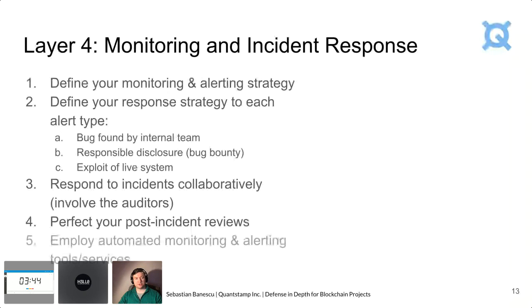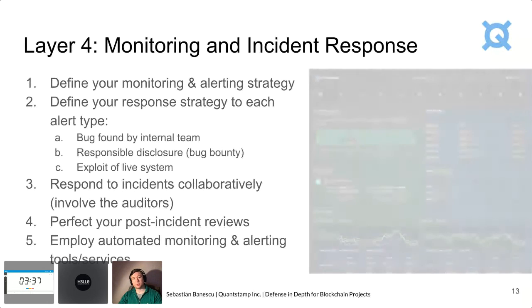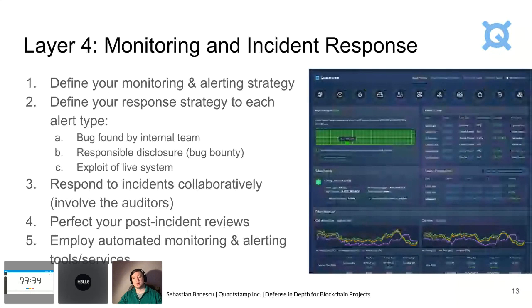Now, last but not least, you should employ automated monitoring and alerting tools and services. Just wanted to give this as an example. We have the Quantstamp monitoring service, which monitors every block, every transaction for different types of issues, right? And you get an alert. You can get an alert on email, mobile phone, or you can just use the API and hook it into your system so that you can freeze your contract or pause it or whatever once an alert is hit, right? So you should do as much automation as possible here as well.